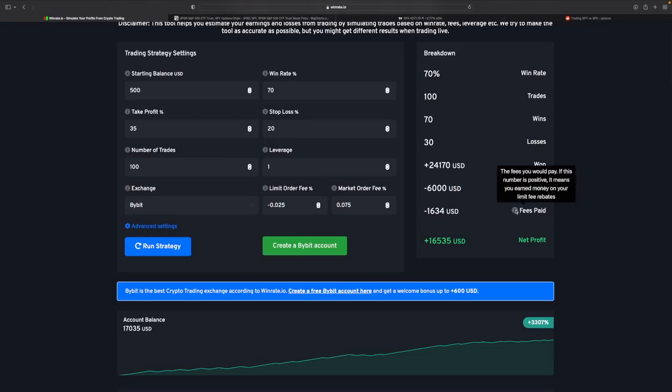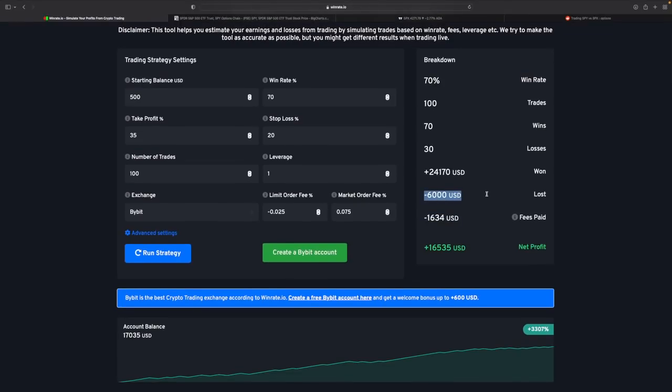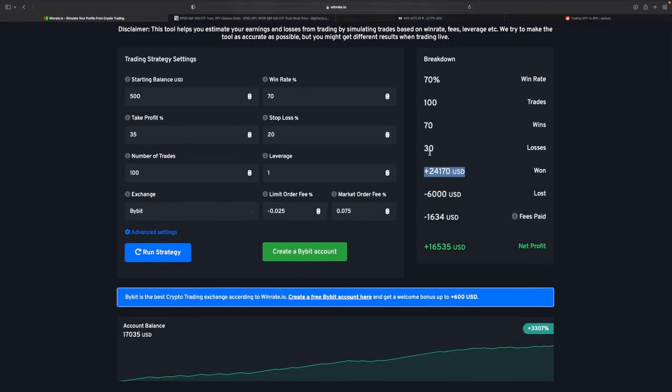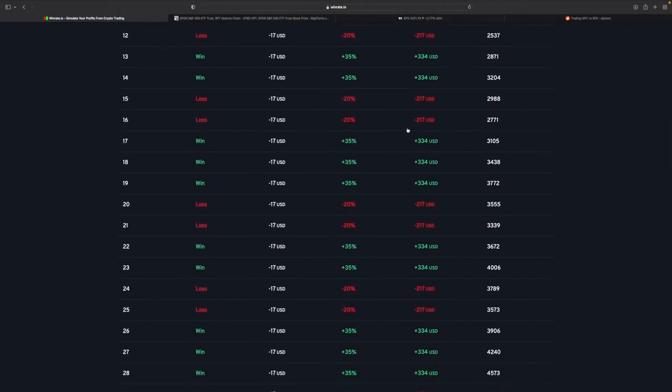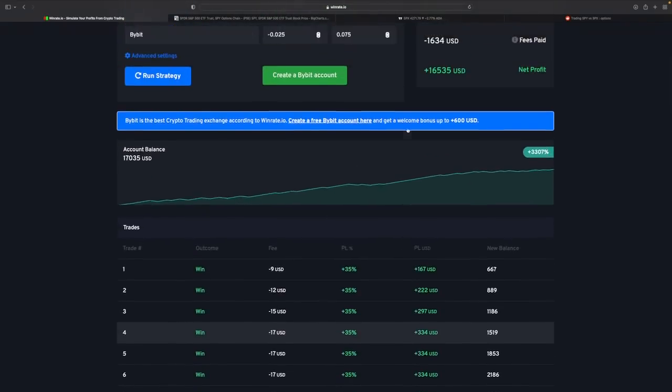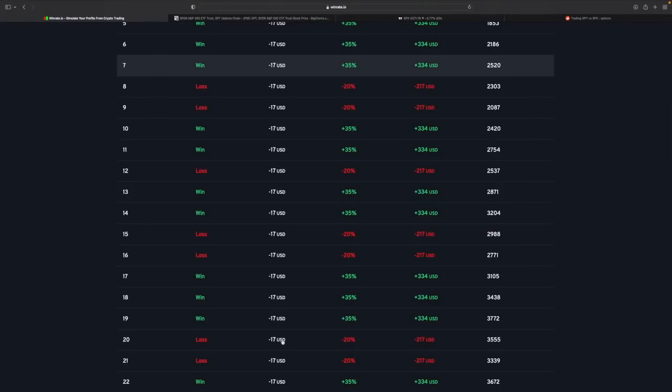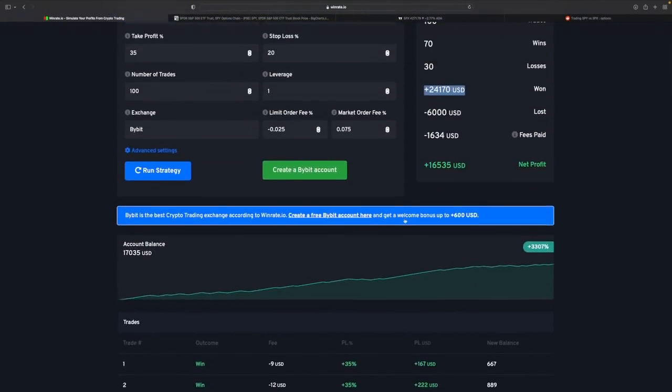And here you can see the amount of fees you have paid. This is an estimate, it can be 2,000, and the amount of money you lost, the amount you won, and then the win rate is 70, loss is 30. And then you can see example trades here as well, and these are the fees and stuff. But this is an example of how it should look.